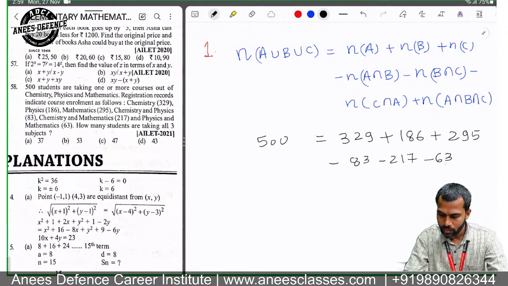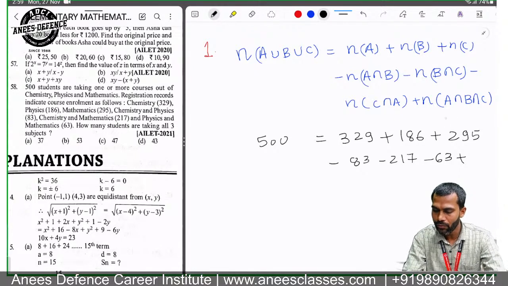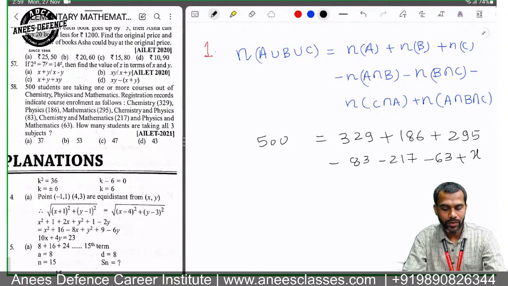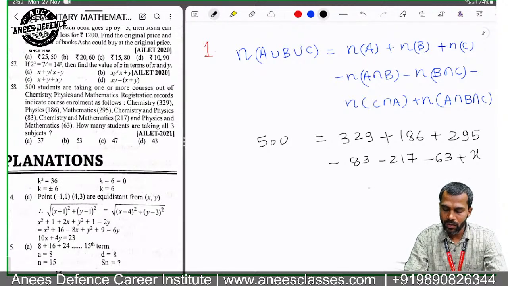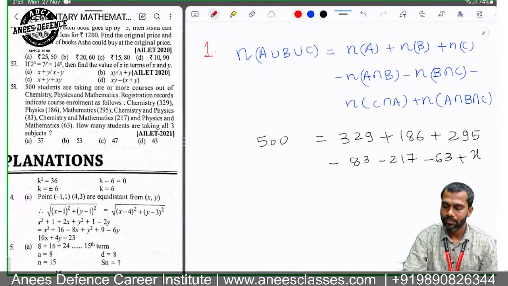Now, suppose the number of students who have enrolled for all these three subjects is x. Now, we need to find out the value of x. So, can we go with the unit digit? Yes or no only? Because if you see the options, we have 7, 3, 7, and 3. So, two options can be eliminated. Or just solve it. It is not that difficult.